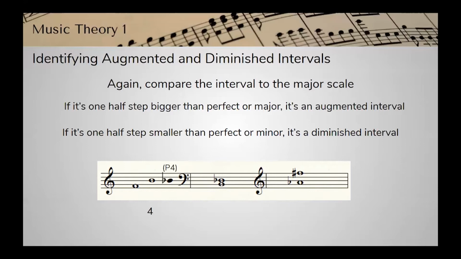So if it were a B flat, it would be a perfect fourth. But this isn't a B flat, it is a B natural. Okay, so that B natural is one half step higher than B flat, which means that this is not a perfect fourth, this is an augmented fourth. Okay, because if it were a B flat, it would be a perfect fourth, but it is larger by one half step because it's a B natural, so it's called an augmented fourth.